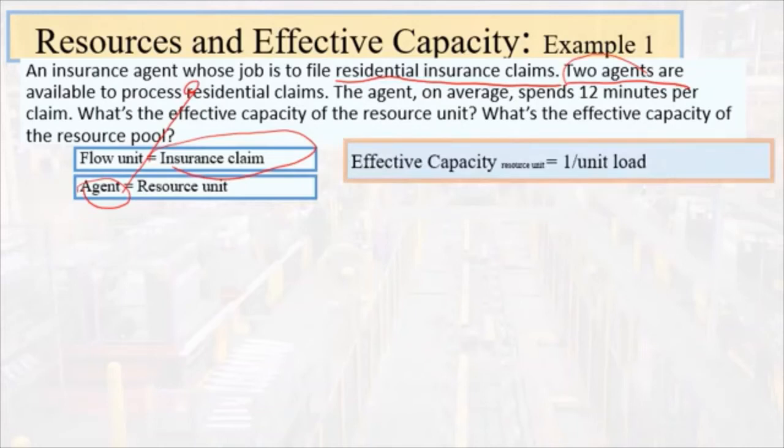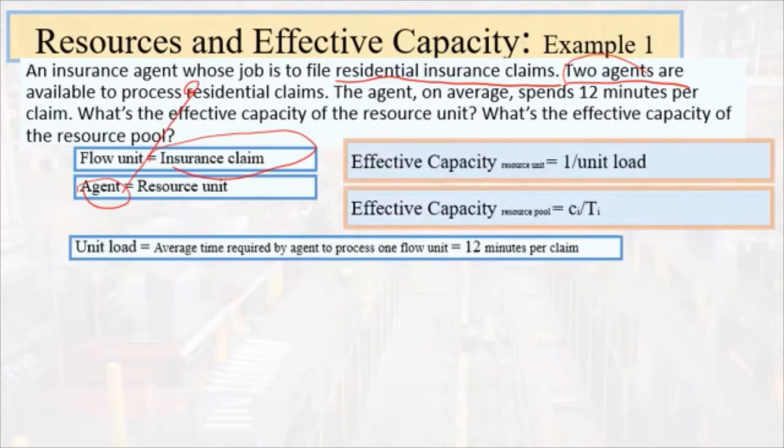And now we have 2 equations that we might be using: the effective capacity for one resource unit, and then the effective capacity of the resource pool. Now the first thing we want to do is calculate TI, which is the unit load. It's given to us as 12 minutes per claim.